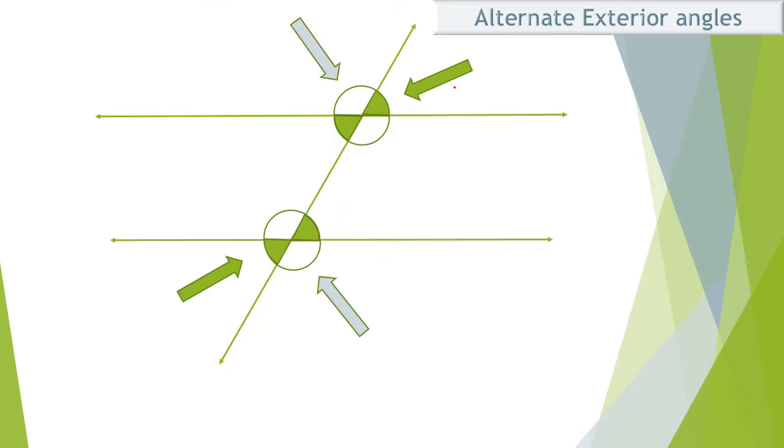The same concept can be extended and we have alternate exterior angles. Exterior because they are outside the parallel lines, and alternate because they are at the opposite sides. So alternate exterior angles are also congruent.